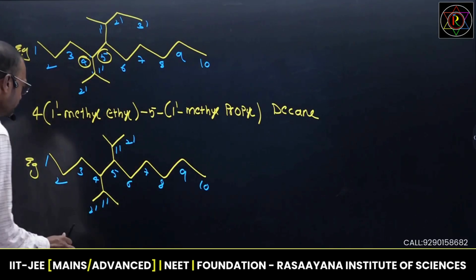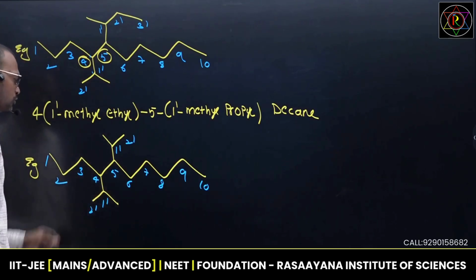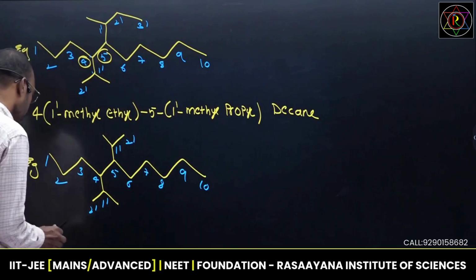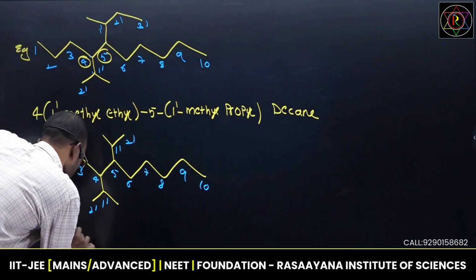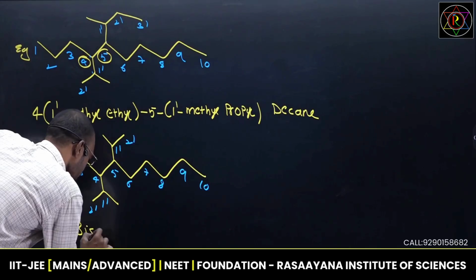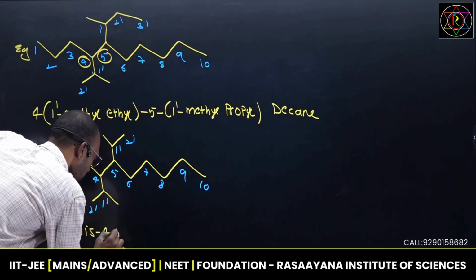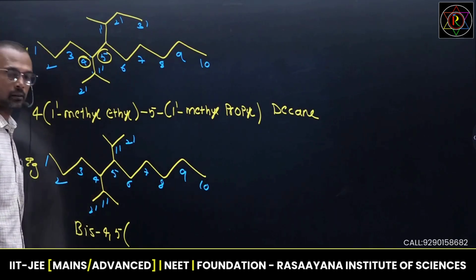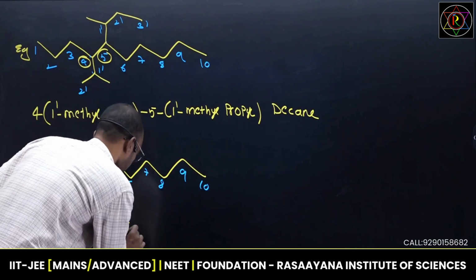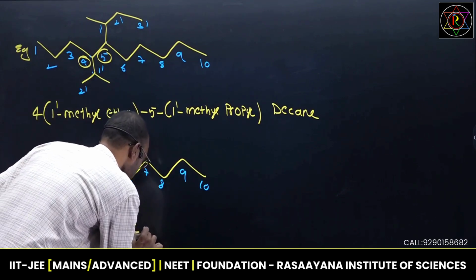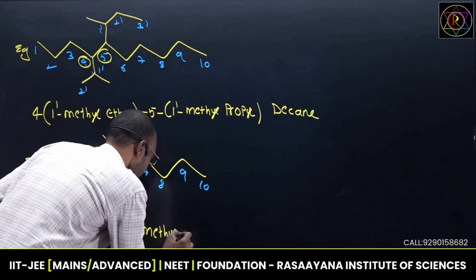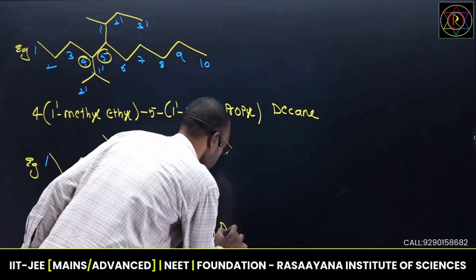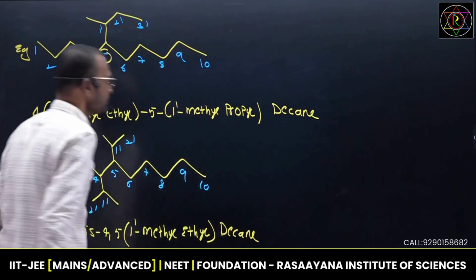Now the question is, the fourth position and fifth position carry identical branches. So now we can write like this. So first we need to start with bis. Bis 4, 5. We need to write like this. Bis, because two branches are identical. Bis 4, 5. I can write 1 dash methyl ethyl. 1 dash methyl ethyl, and total number of carbons are 10, so I can say it is decane.